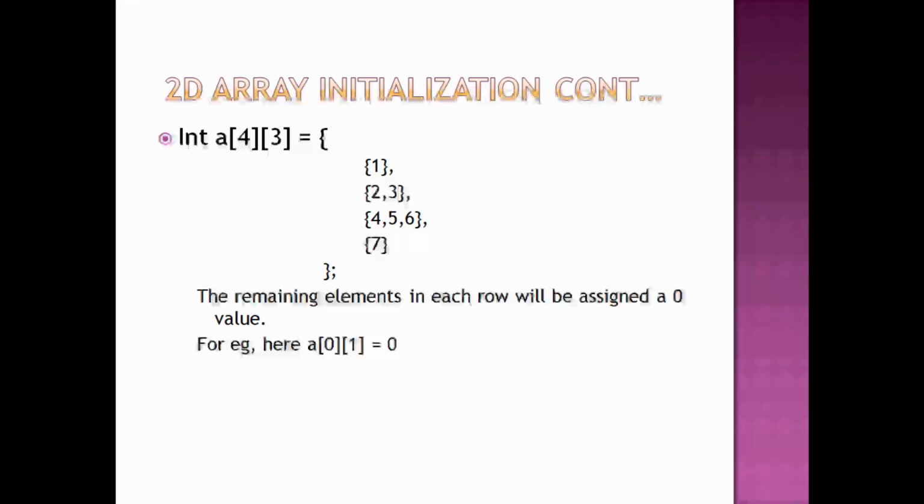So what about the other 2 elements? Other 2 elements by default they will get 0 value. So please remember, if the values are not initialized, they will have 0 values. So for example, the 0 1 element will be what? 0. The 0 2 element will be what? 0.